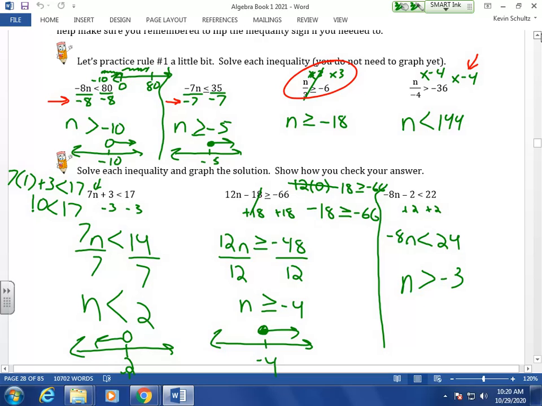Because that 24 went from positive 24 to a negative 3. We jumped sides on the number line. We're dividing by a negative 8. And when you do that, when you divide by that negative number, the inequality symbol flips. So n is greater than negative 3. Open circle at negative 3, going to the right. Any number in that range is going to be a solution.